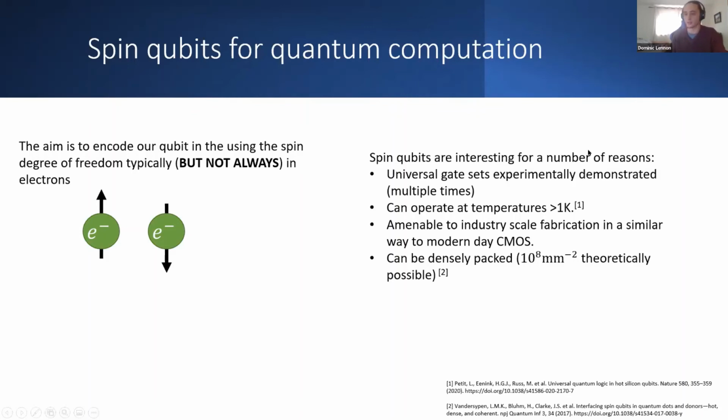desirable because they have a bunch of interesting properties. We have demonstrated universal gate sets in them. We can operate them at high temperatures. They are capable of being made in a way that is similar to conventional CMOS fabrication, as they resemble quite a lot conventional transistor type devices, and they can be very densely packed with a ridiculous density possible.